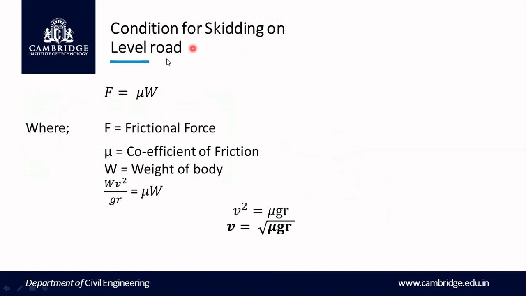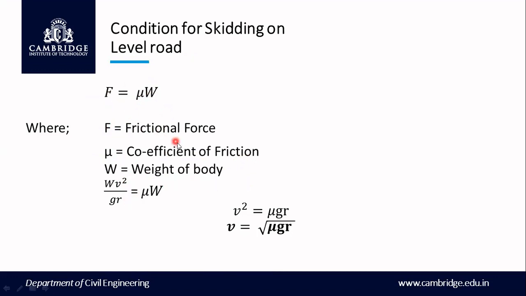So let's look into some equations that are needed here. Conditions for skidding on level road. This is the condition when the super elevation is not provided, when the road is at level condition. So F is equal to mu into W. Let's see what all this is. F is the frictional force that exists, and mu is the coefficient of friction between the surface and the vehicle or object on the road. And W is the weight of the vehicle that is being taken on the road.